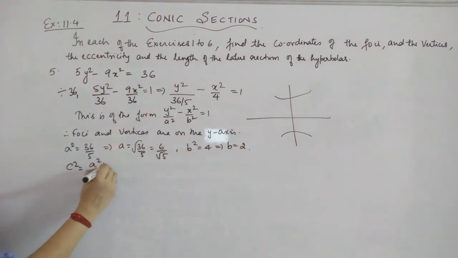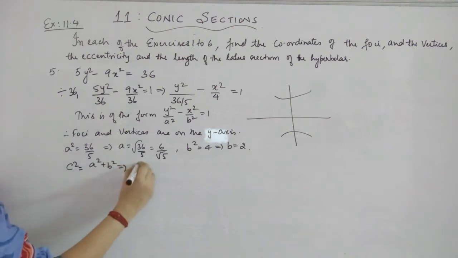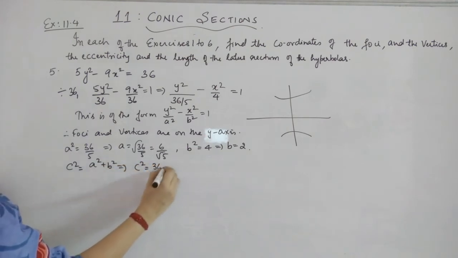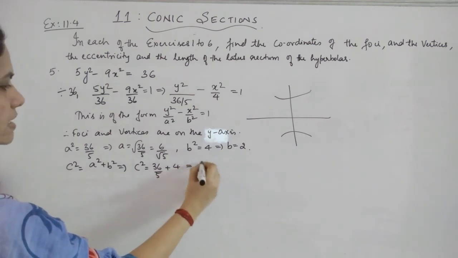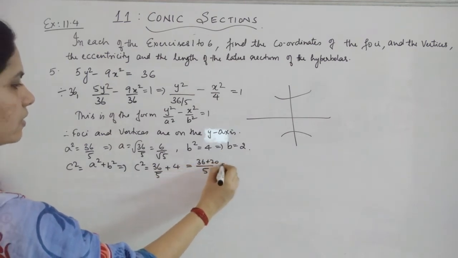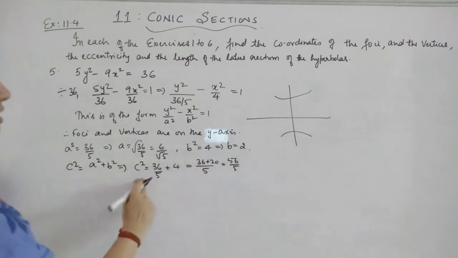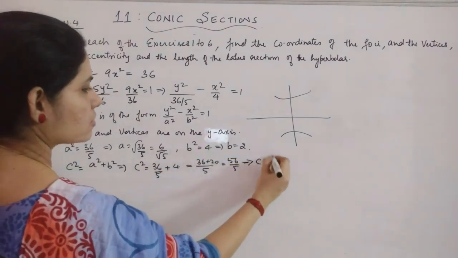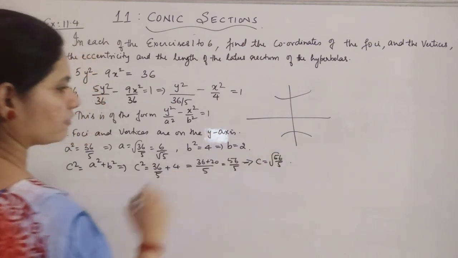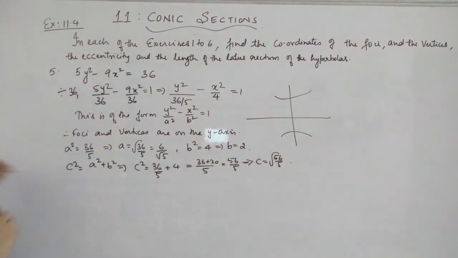Now what will be c square? It is a square plus b square. That means c square is equal to 36 by 5 plus 4, which, after taking LCM, will give you 36 plus 20 or 56 by 5. So c square is 56 by 5, and that will give you c as root of 56 by 5. Now we will start finding out the coordinates.